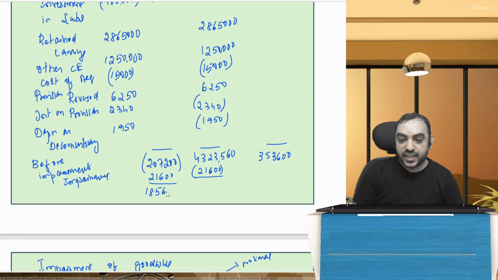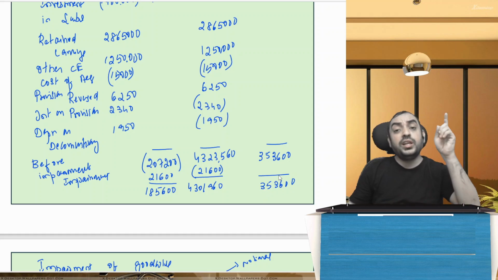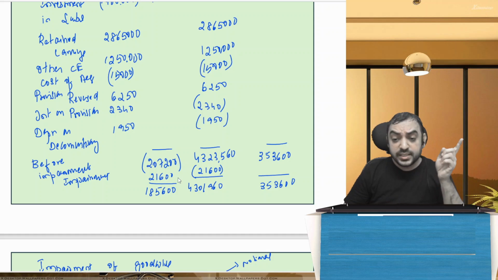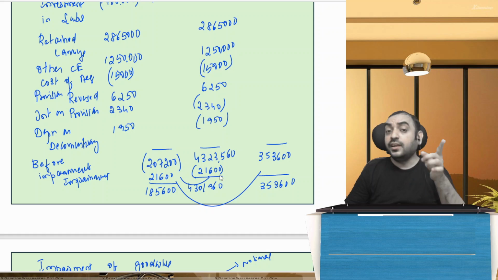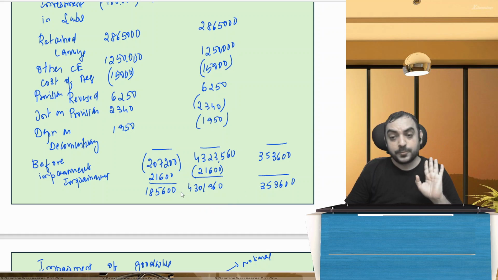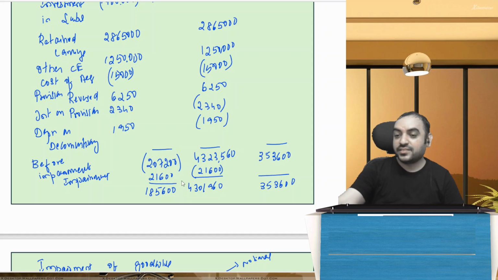So 1,85,600. And this is 43,23,560 minus 21,600, which is 43,01,960. And then NCI has no change, 3,53,600. If goodwill was recognized on a fair value basis, this impairment would have been allocated to Con PL and NCI on a proportionate basis.